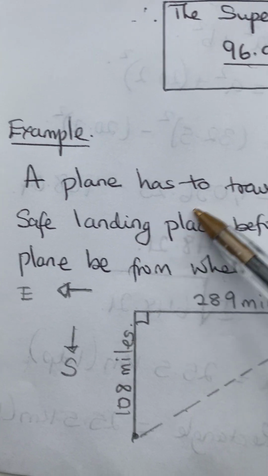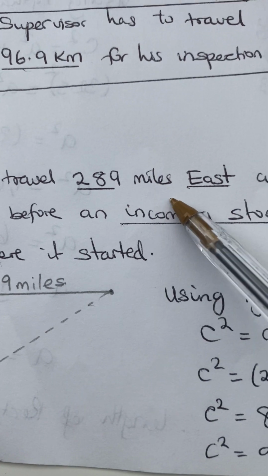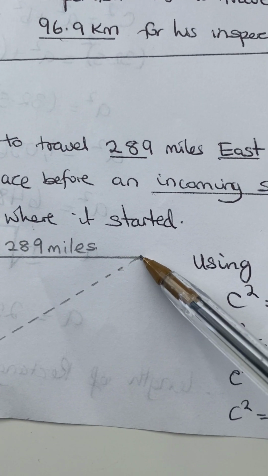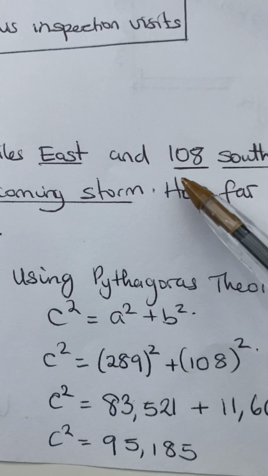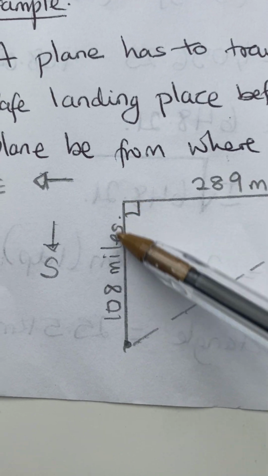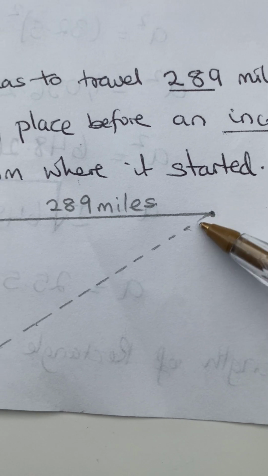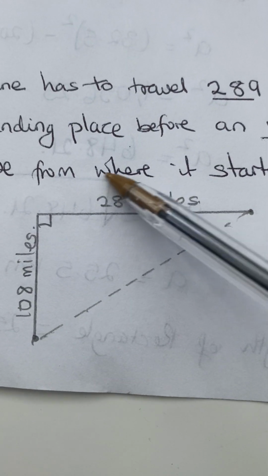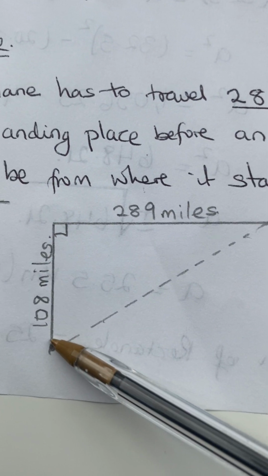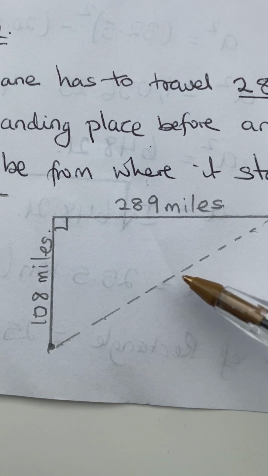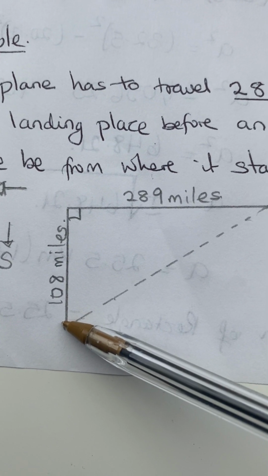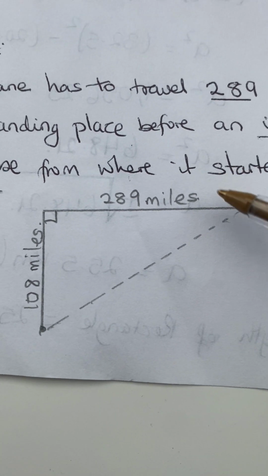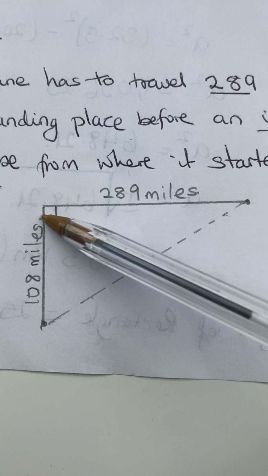Another example: a plane has to travel 289 miles east. So the plane is currently here. He needs to travel this 289 miles east and 108 miles south to get to a safe landing place. They've told him to travel east this many miles and south to get to this point to be safe. Maybe there is a storm coming, so they want him to be at a safe landing place before the storm comes.